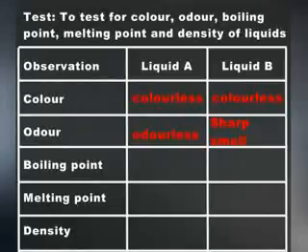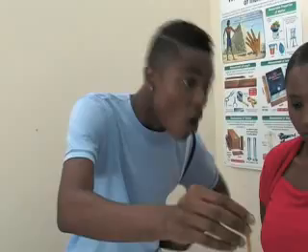A's boiling point is 97 degrees Celsius. And the boiling point of B is 94 degrees Celsius. Well, our evidence is growing a bit more that A is water. Let's do the next test, which is the melting point.